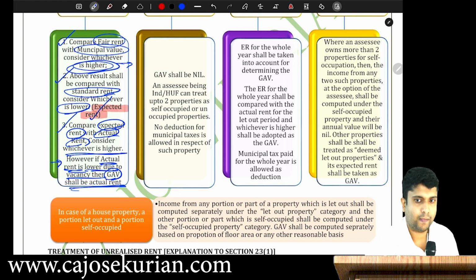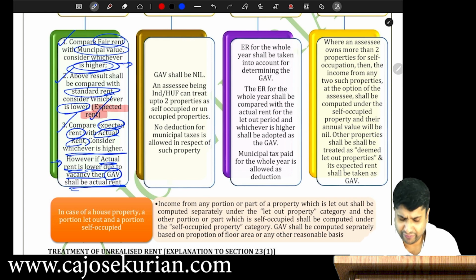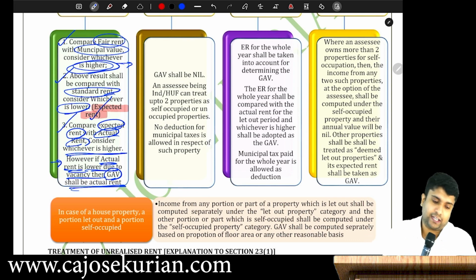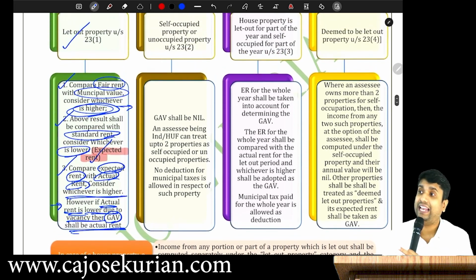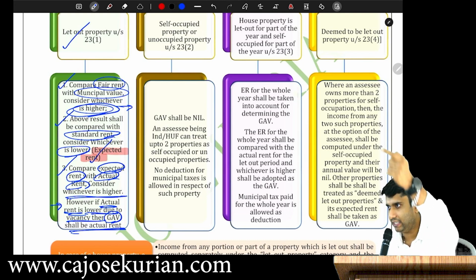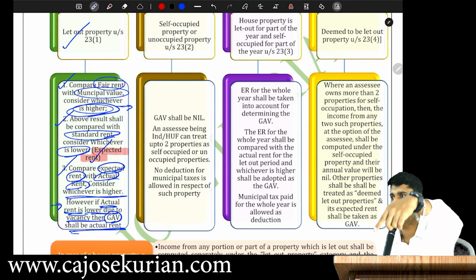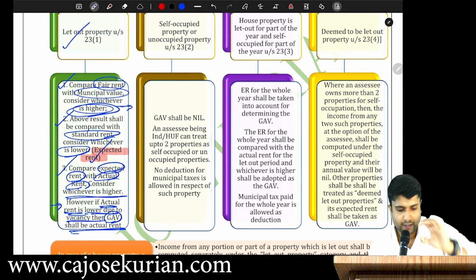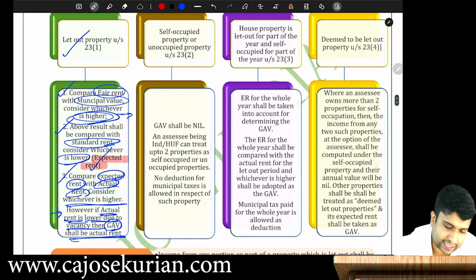Now, listen. Where were we? We were computing the GAV of let out property. So, fair rent and municipal value, higher. Higher with the standard rent, lower. Lower with the actual rent, higher. Now, second one, can you read the second type of property?